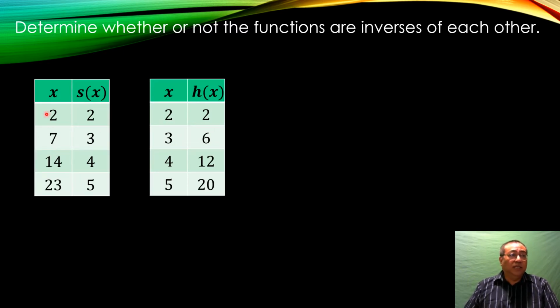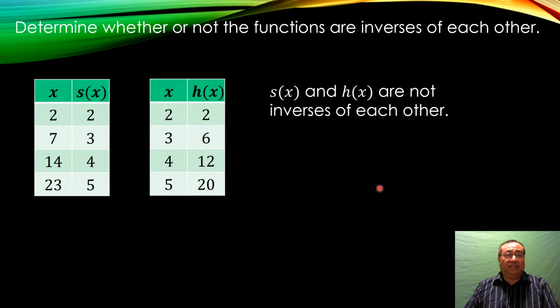Here's another one. So here's 2, 7, 14, 13, and that's not it. Even though 2, 3, 4, 5 is over here, the x's and the h of x are different. So they are not inverses of each other. Just because one column is the same doesn't make them inverses of each other. The 2 to 2 matches up, but the 7 doesn't go with the 6. So this is wrong. That doesn't work.